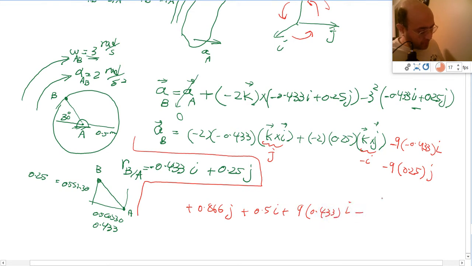And the last one is minus 9 times 2.5, which is 2.25. So 2.25 J. Now you can simply add the I together and add the J together. But remember, this is actually your AT, and this is going to be your AN. If you add these two together, you will be able to find the acceleration of point B.